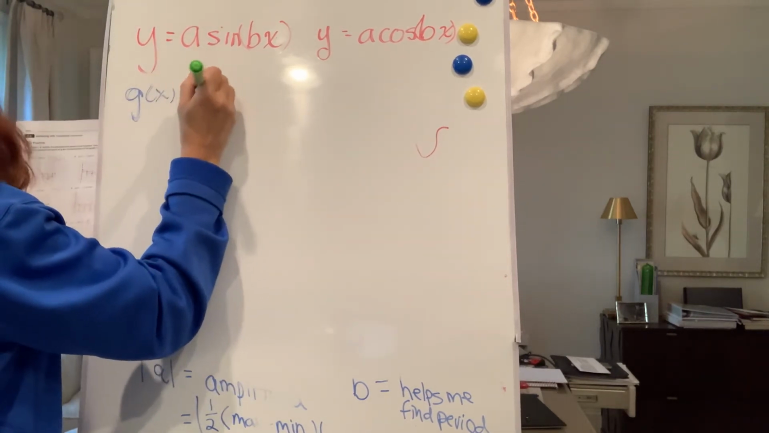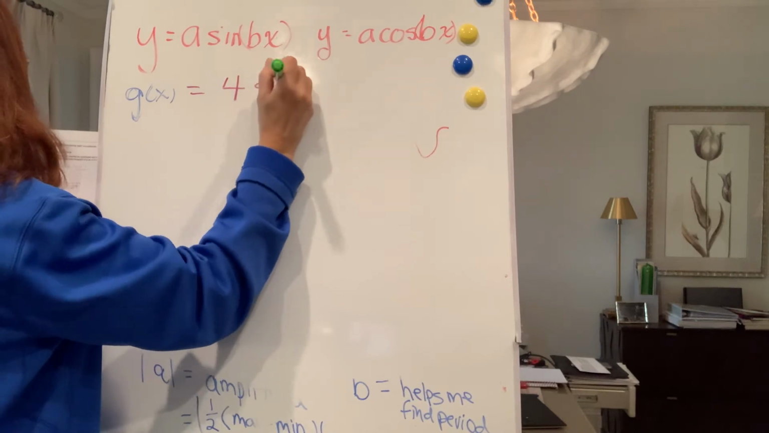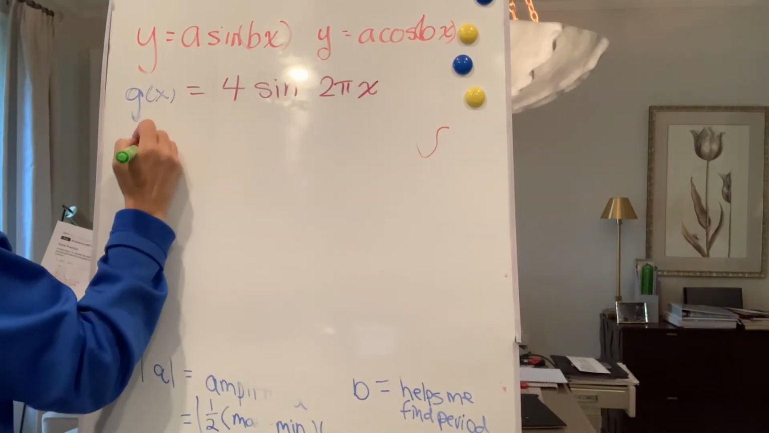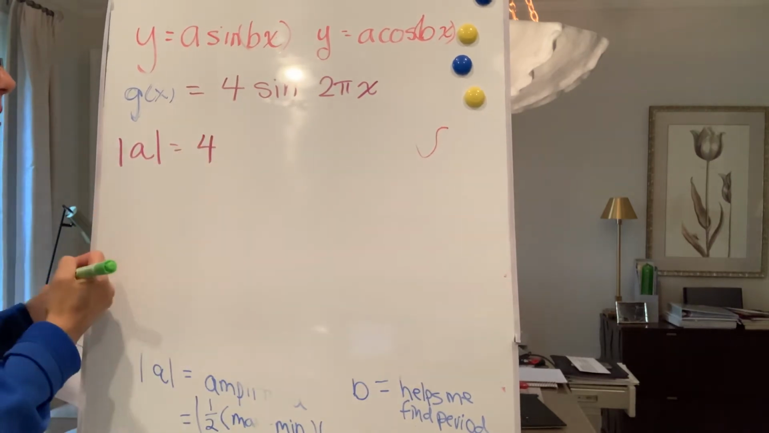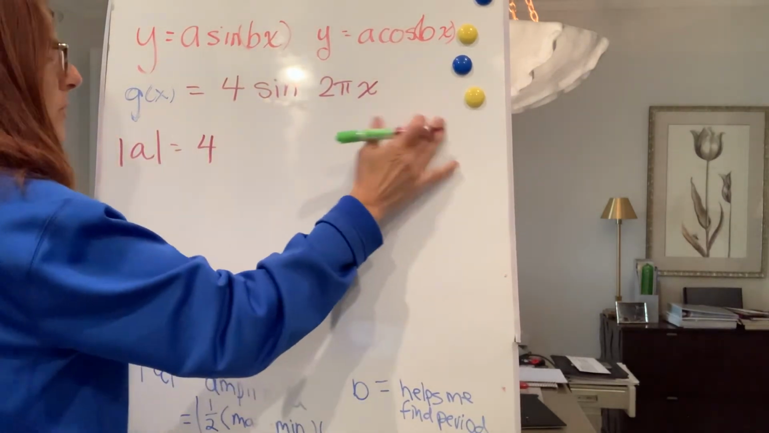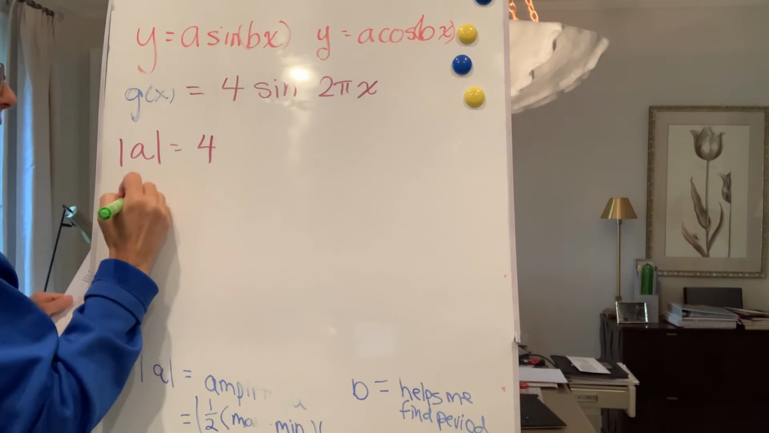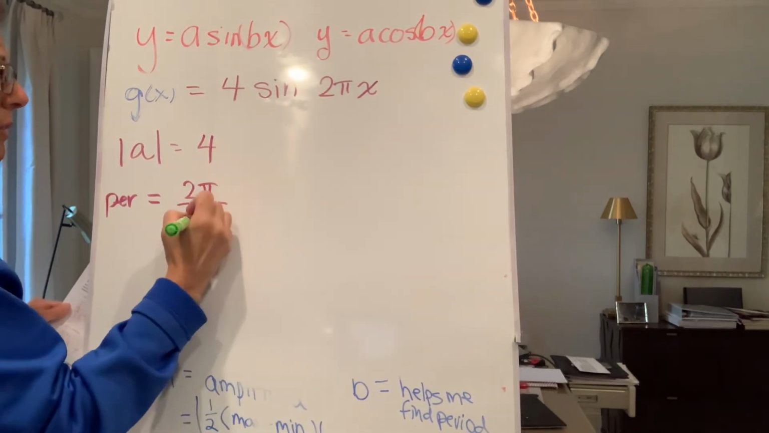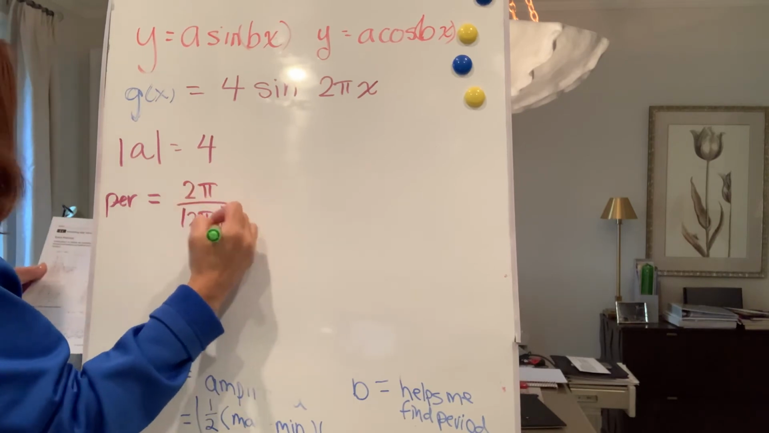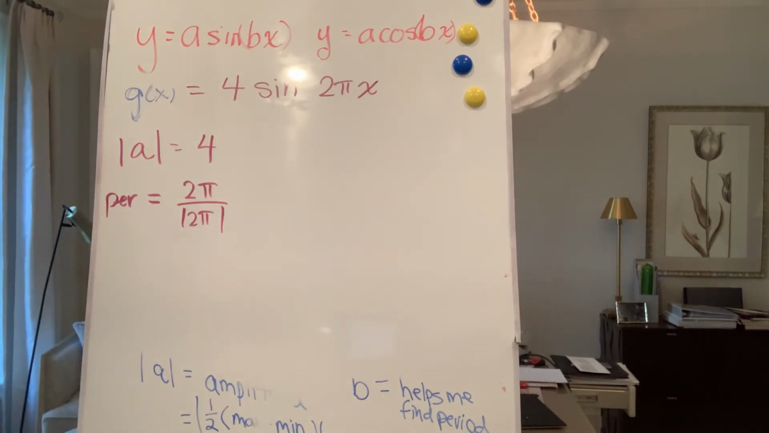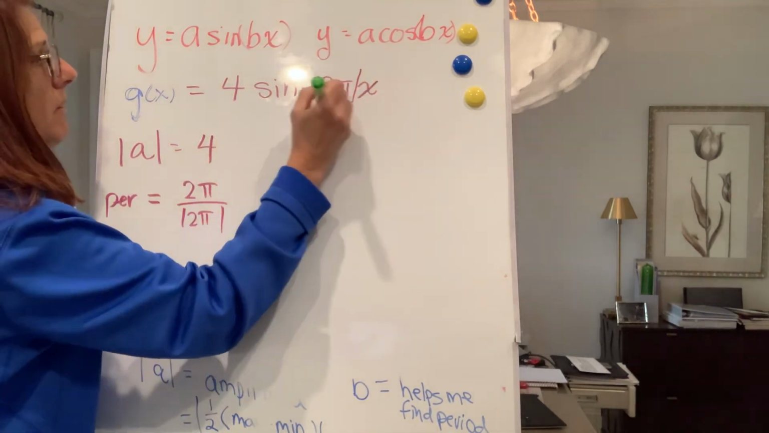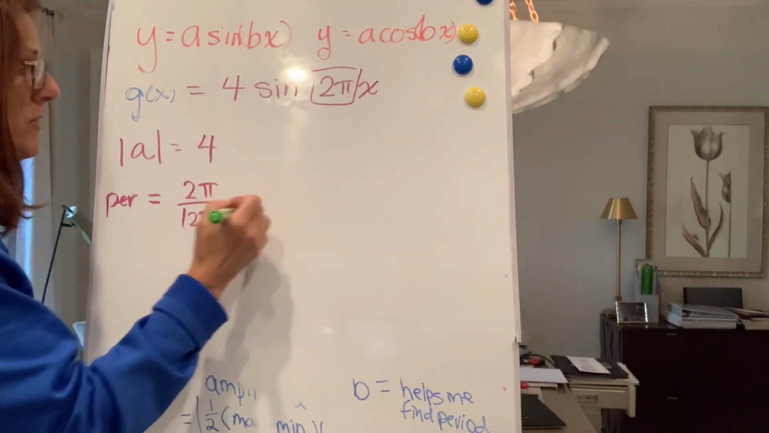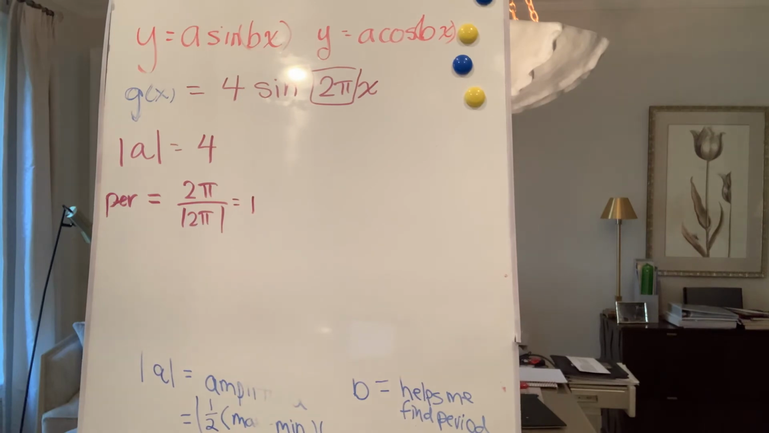We'll leave it g of x equals 4 sine 2 pi x. All right, so the absolute value of a is 4. So we know our amplitude is 4 and our period is going to be 2 pi over the absolute value of 2 pi. Right, because b here is 2 pi. So my period here is just 1. Oh no, what does that mean?